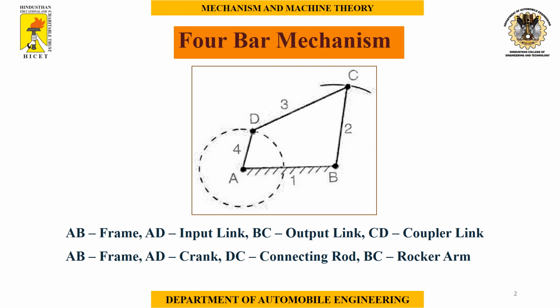So at the end of this 4-bar mechanism diagram, we can see that the continuous rotation of AD can give an oscillatory motion of link BC. So here you can conclude that the mechanism is used to convert the movement of one link to another movement in some other link.